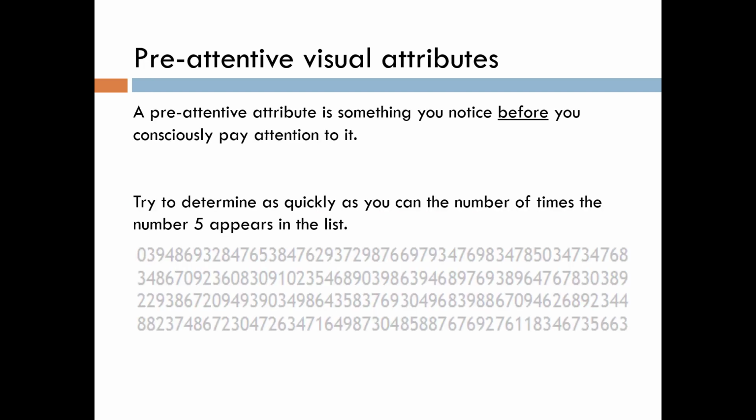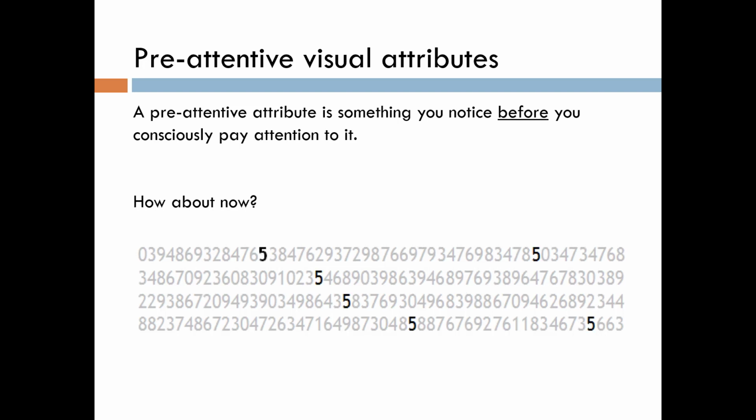Next, let's look at visual perception and how it works. When people look at a figure, certain attributes stand out and are noticed even before you consciously pay attention to them. These are called pre-attentive attributes. In this example, if you try to identify each instance of the number 5 in this list of numbers, it's not easy. You have to go through the list one number at a time, decide whether it is a 5, and then move on to the next number.